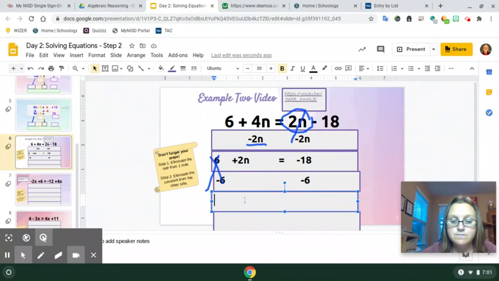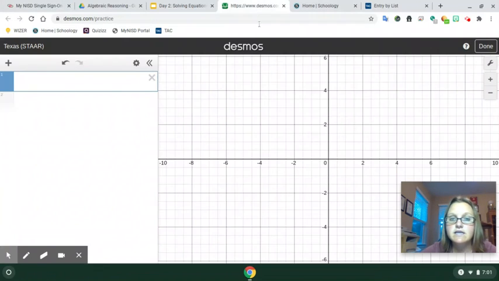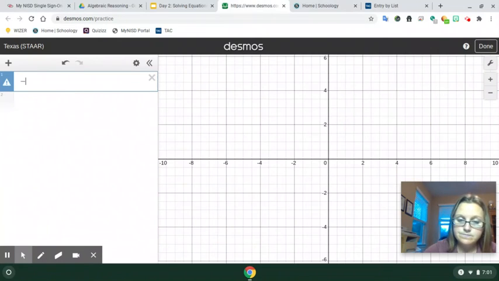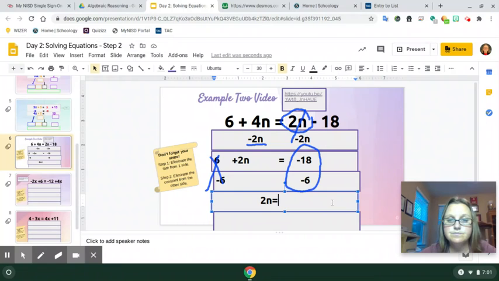So we have 2n equals, and then I have another math problem to do, negative 18 and negative 6, or negative 18 minus 6, which will get me negative 24. Okay, so now this 2 is being multiplied by n. Okay, so what can I do to make it equal 1? Well, you can divide it by itself.